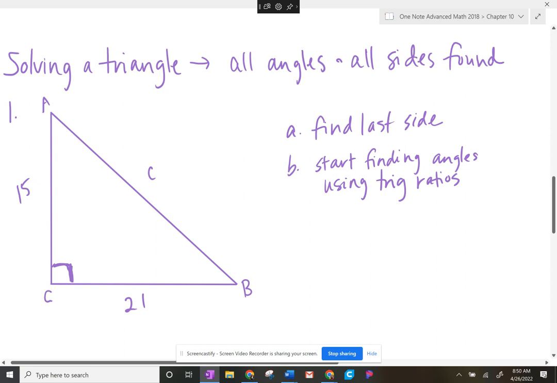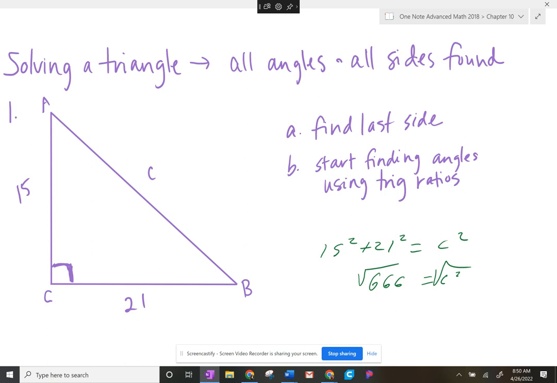This triangle here, I've got 15 for one side, 21 for the other side. How can I figure out the hypotenuse? Fantastic. A squared plus B squared equals C squared. So I would have 15 squared plus 21 squared equals C squared. So 15 squared plus 21 squared is going to give me 666. Sorry, 666 equals C squared. And square root both sides. And my last side is going to be 25.8. So C will be 25.8.